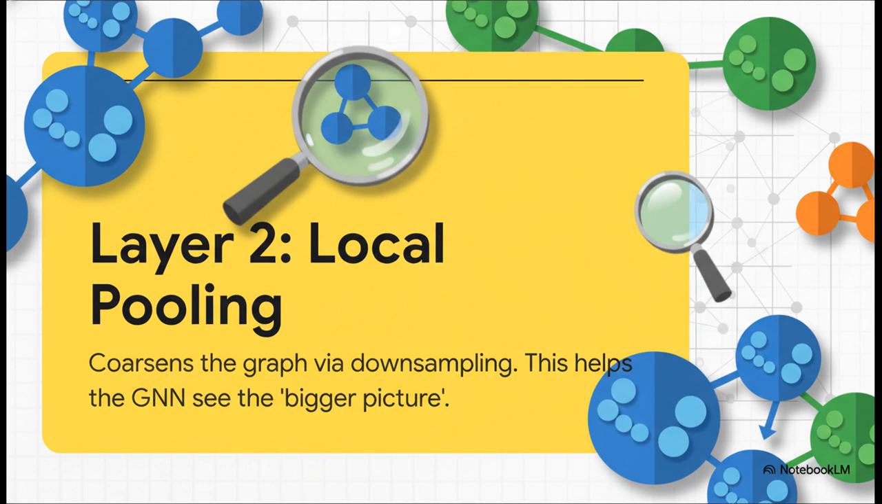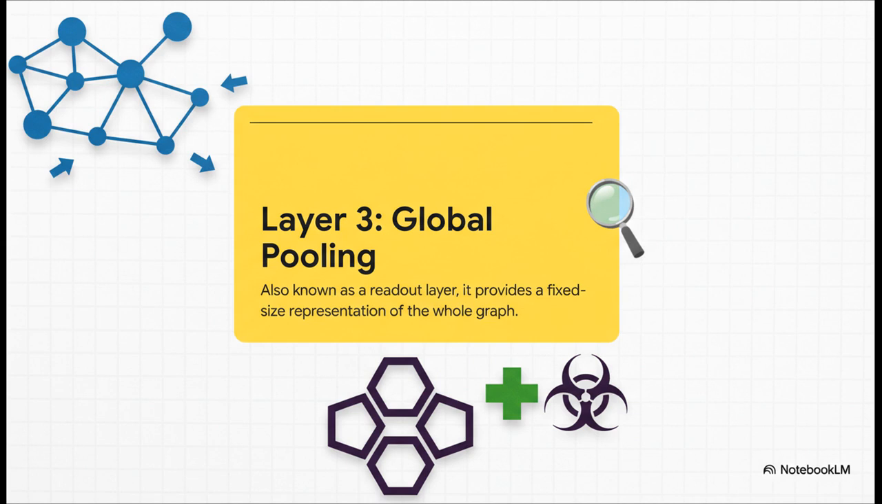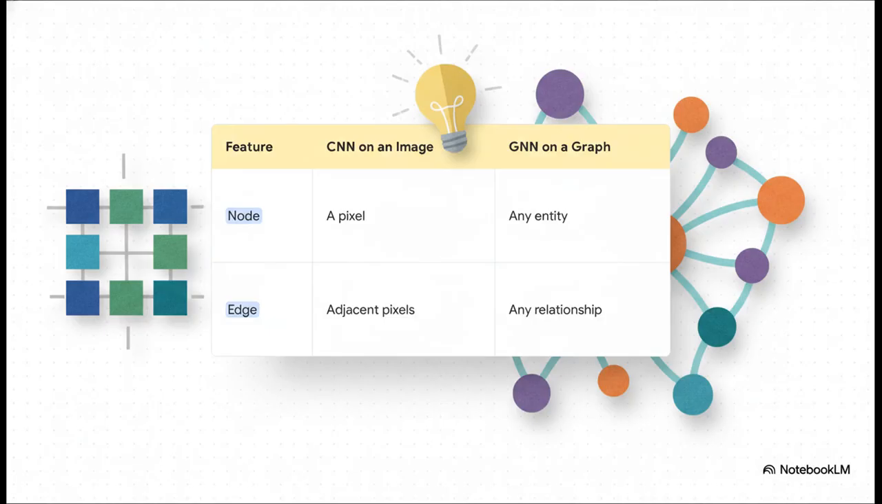satellite view. And finally, after all this message passing and pooling, the GNN needs to actually give us an answer. That's the job of the final layer, global pooling, or what's often called the readout layer. It takes this super complex representation of the whole graph and boils it down to one single output. That output can then be used for a specific task, like predicting, is this molecule a good drug candidate? Yes or no?